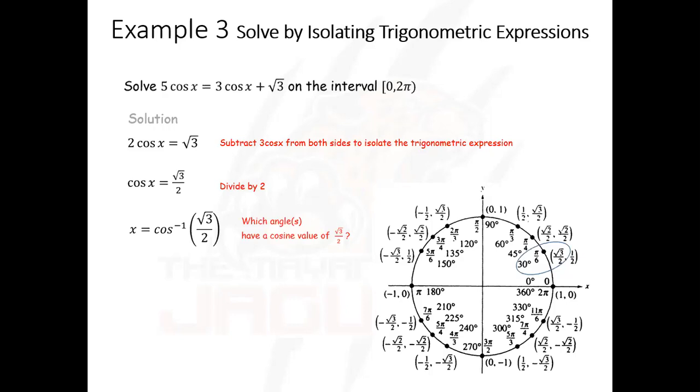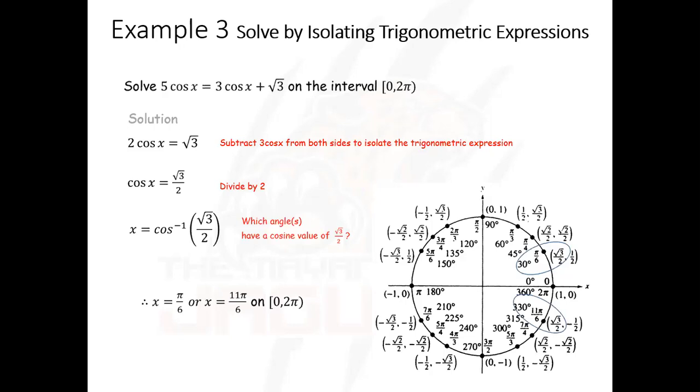So the value of x will be pi over 3. Is that the only one? Let's see. Here we have another angle. You can notice also for the angle 11 pi over 6, the x-coordinate associated with it is square root of 3 over 2. So the angle 11 pi over 6 also will lead us to an answer. Therefore, we have two solutions.